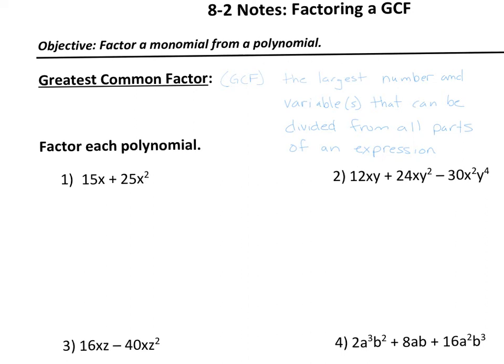All right, we're going to be looking at lesson 8.2, and in 8.2, we're just going to be looking at the factoring part of it, okay? So it says factoring a GCF. GCF is simply known as the greatest common factor. When we're looking at expressions like this, we want to know what the largest number and variable, or variables, can be divided from all parts of an expression. Okay, so we're going to look here at number 1.